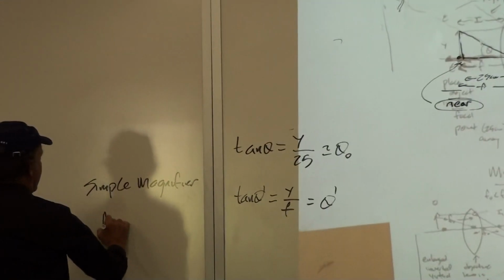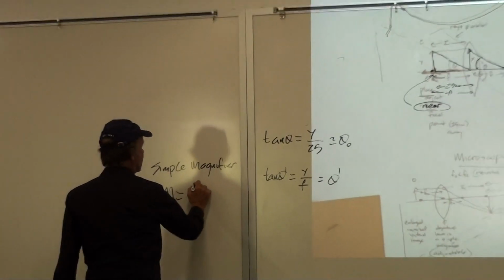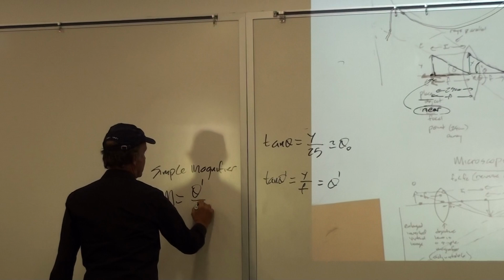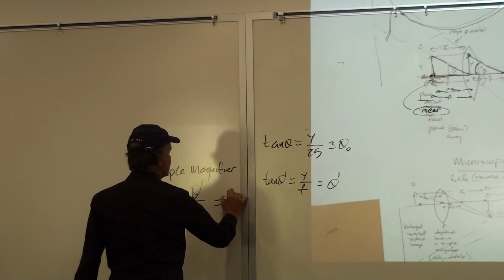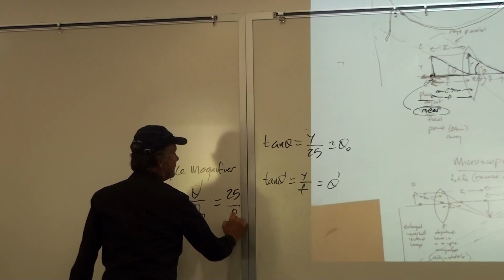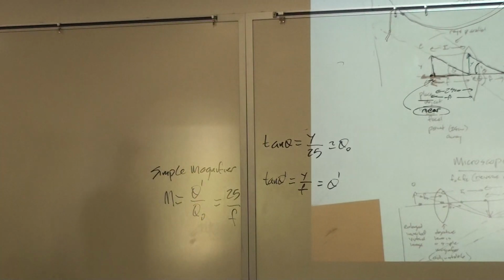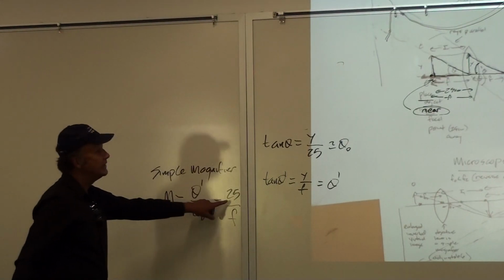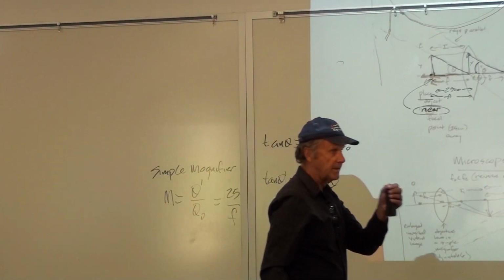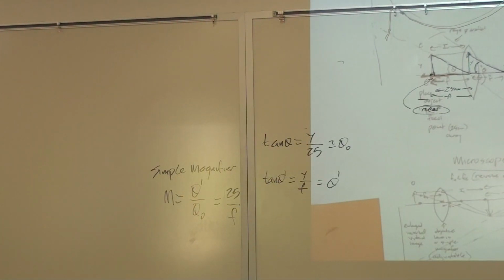We say that the magnification then is theta prime over theta naught. And so that's just 25 over f. The y's cancel, just like they did in the last example. And so we get the magnification of our simple magnifier is 25 over f. And of course, this is assuming that we're looking at an object typically that we would want to have 25 centimeters away. What's the difference between 25 and f? 25 is a little less than f.